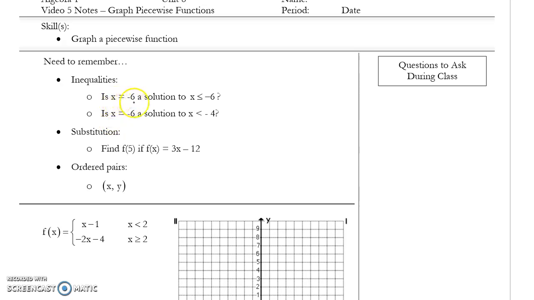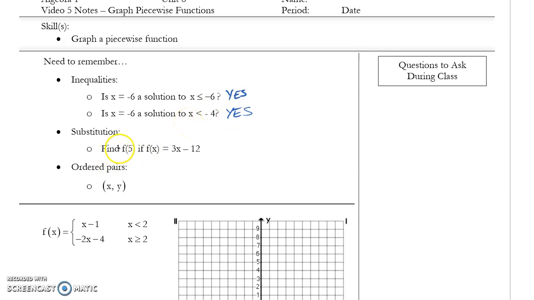So is x equals -6 a solution to x is less than or equal to -6? Yes, because it's equal, so that's okay. However, is it less than -4? And the answer is yes again. Think about a number line. -6 is to the left of -4, so it's less than.